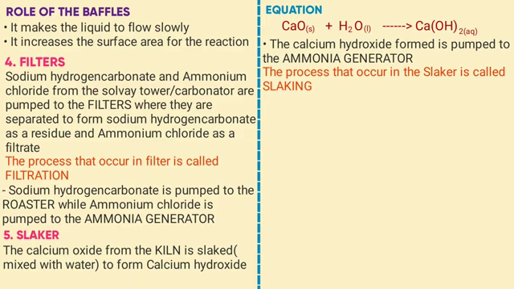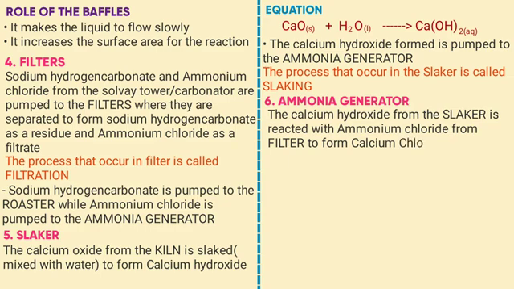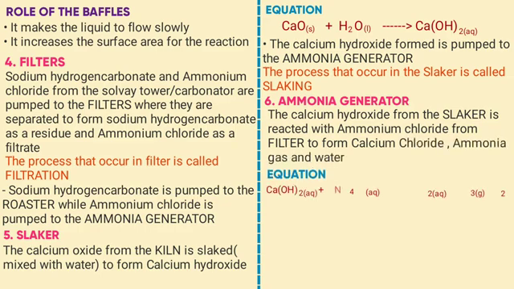Now the next part is called the ammonia generator. The calcium hydroxide from the slacker is reacted with ammonium chloride from the filter to form calcium chloride, ammonia and water. The equation is calcium hydroxide aqueous plus ammonium chloride aqueous gives you calcium chloride aqueous plus ammonia gas plus water liquid.